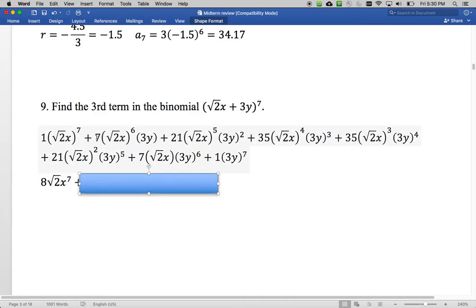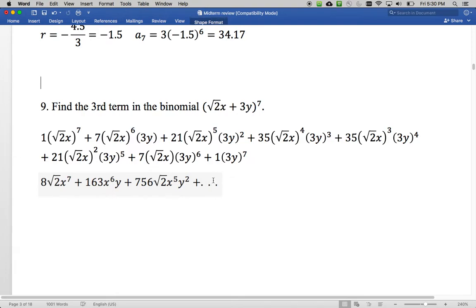My next term, I have a 7 here, the 3 here, and then 2 raised to the 6th power. So it's going to be 7 times 8 times 3, which gives me 168 x to the 6th power times y. And then my next term, I'm just going to uncover everything.